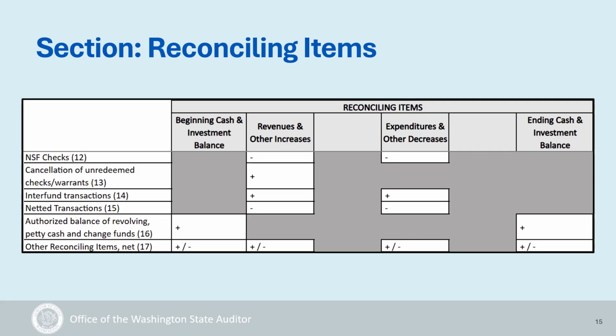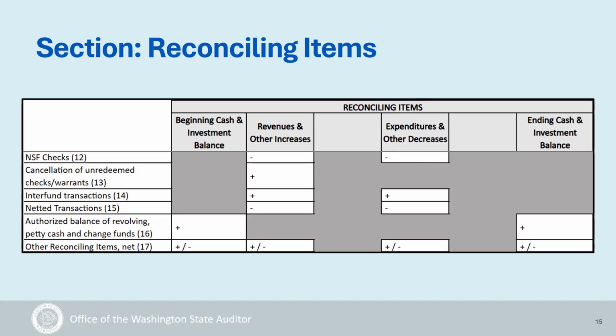We move on to the authorized balance of revolving petty cash and change funds. Recognize here that really the schedule only wants the authorized balance. Generally, this is the same at the beginning of the year as it is at the end of the year. However, we do recognize sometimes change funds are closed or petty cash fund amounts are increased. Sometimes these accounts are opened, and therefore this specific line item doesn't have to have the same amount on each side of the reconciling items area.